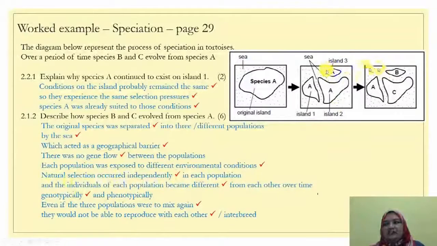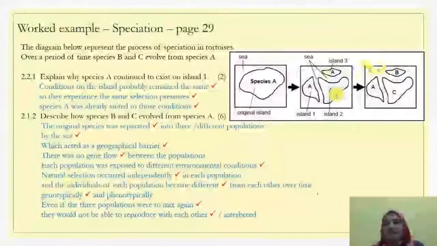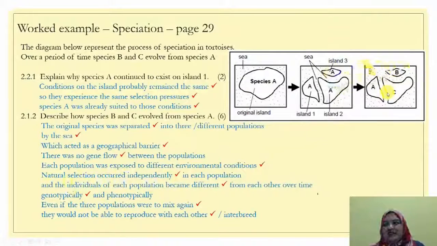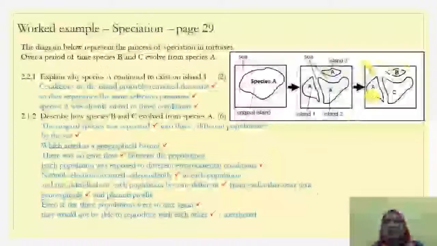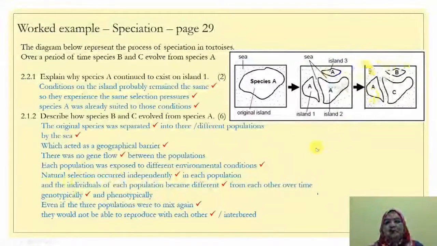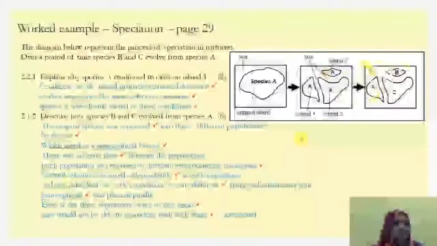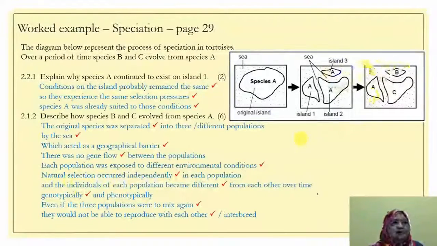Natural selection occurred independently. And so the individuals of each population became different from each other. They became different, right? Typically. And even if they were to mix again, they would not be able to reproduce with each other or interbreed. So that's how we apply the speciation question.